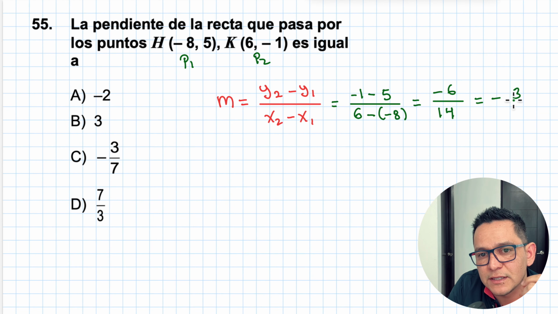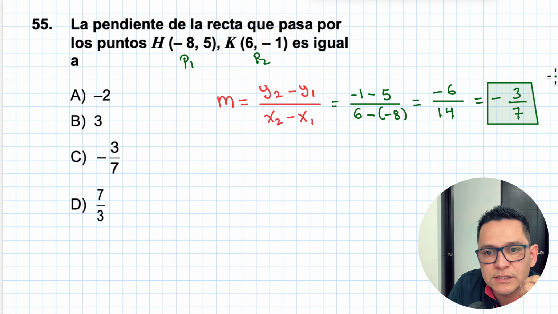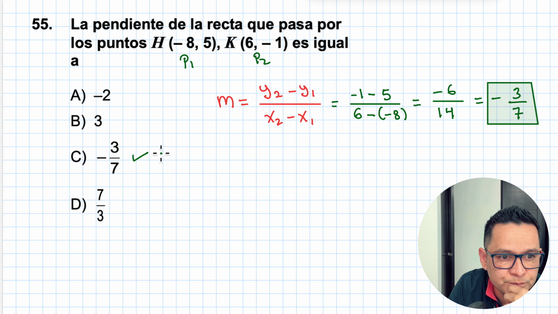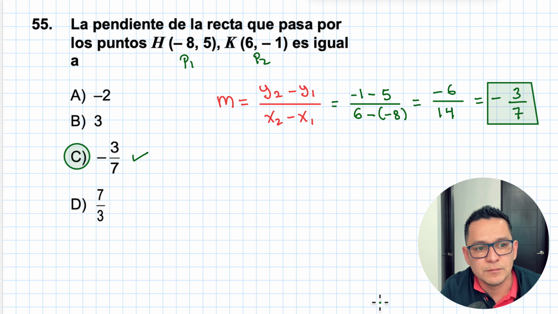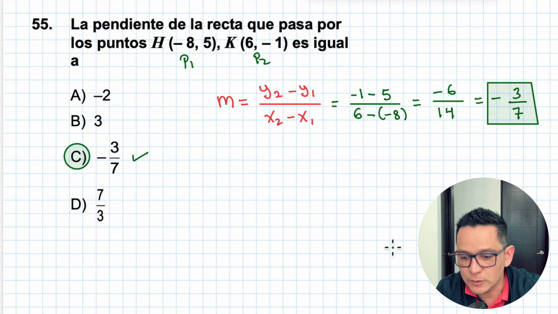Minus divided by plus is minus. Half of 6 is 3, and half of 14 is 7. The result then is minus 3/7, which is right here, right? Minus 3/7. Done. We box the answer. That's it. Let's continue.